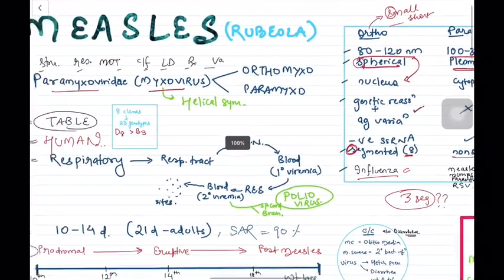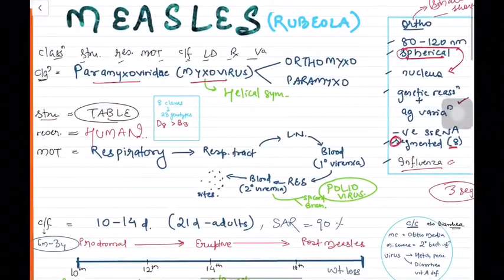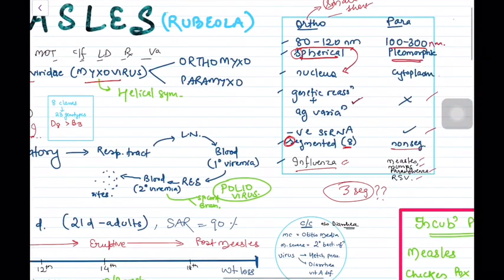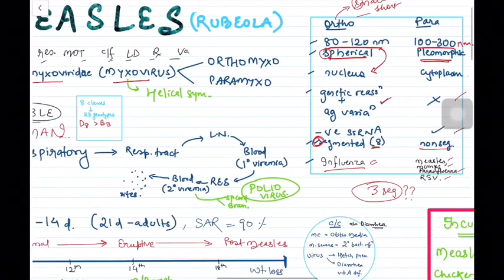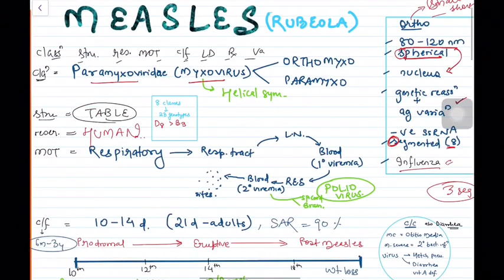Now coming back to our second subtopic, which is structure. You already know the structure from this table. All these are the features, and the whole of Myxoviridae has a helical symmetry, and measles particularly has 8 classes, which are further divided into 23 genotypes, out of which D8 is the most common, followed by D3.